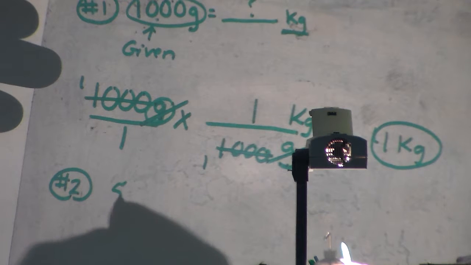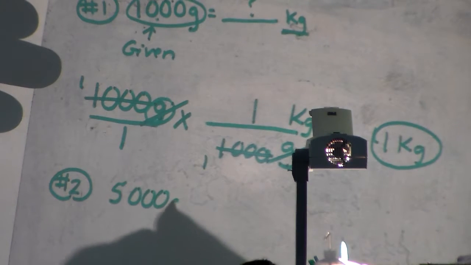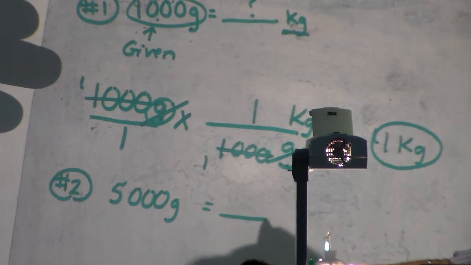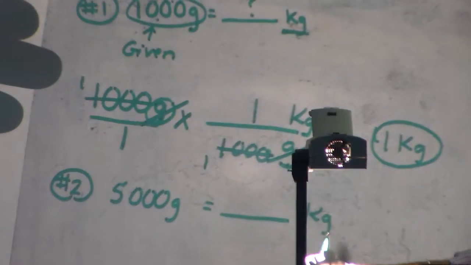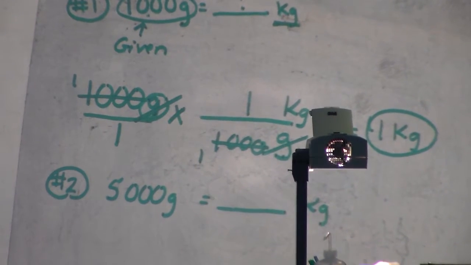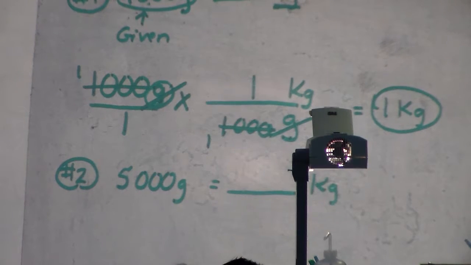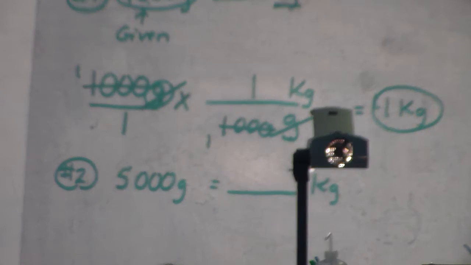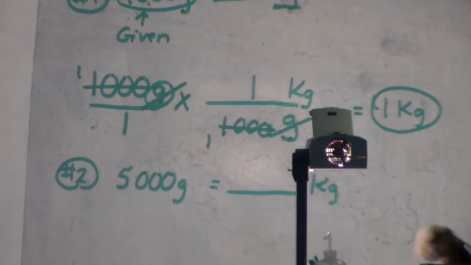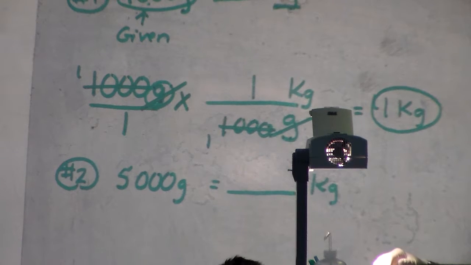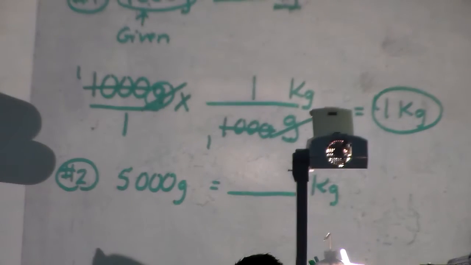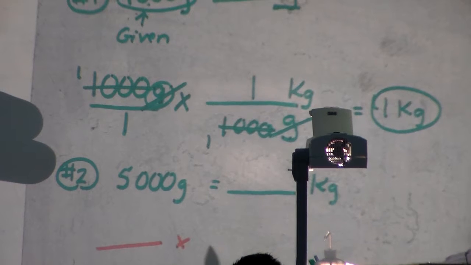Let's stick with this same thing. Let's do 5,000 grams equals how many kilograms? Is that hard? That's not too hard, is it? Can you kind of see what we did yesterday with the dominoes, where we canceled the numbers out? Now we're just canceling the units out. So let's put our 2 fraction bars up.